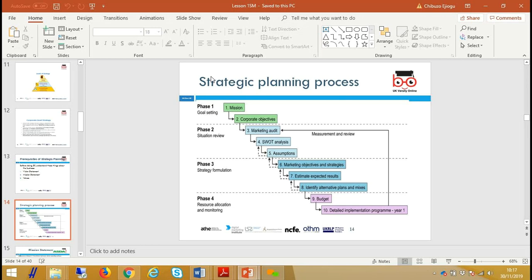Then phase 2, you need to do some sort of situation review or environmental analysis. So this is where you do internal and external analysis. Internal analysis of the organization, for instance, using a SWOT analysis, external, for instance, using a PESTLE analysis or whatever, to understand your operating environment. And then phase 3, strategy formulation.